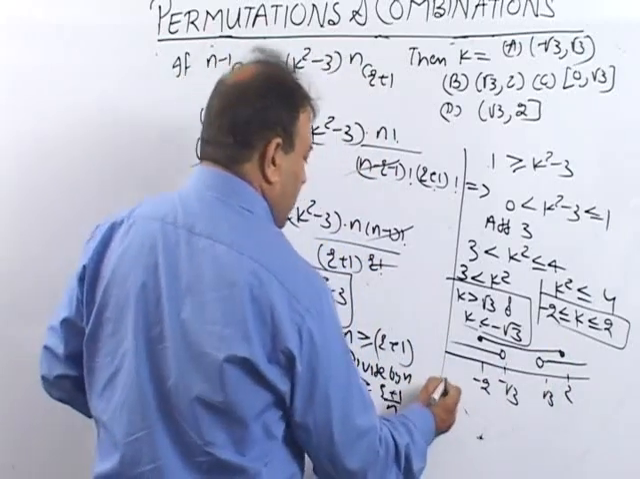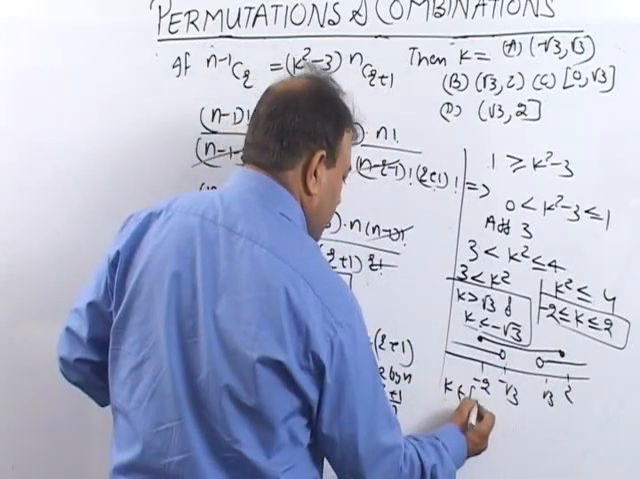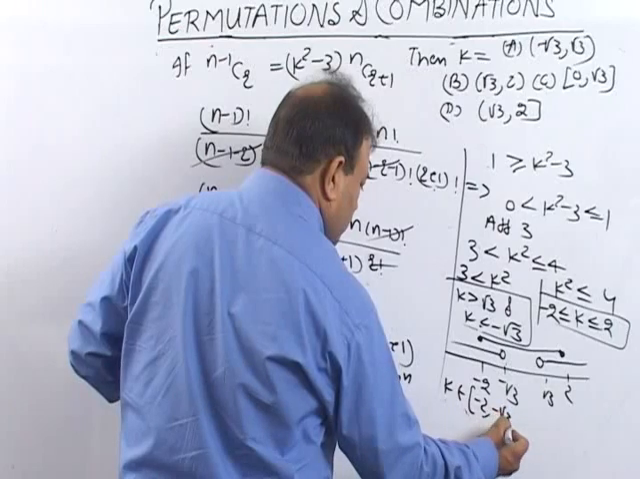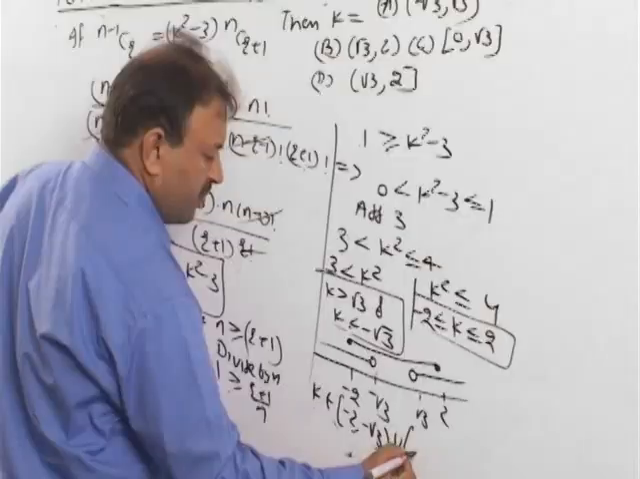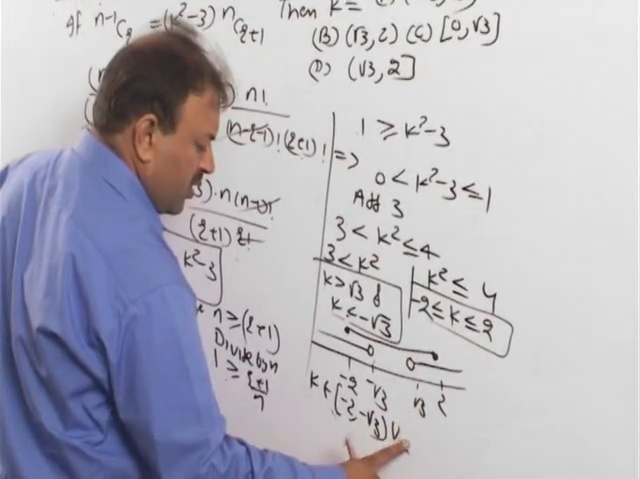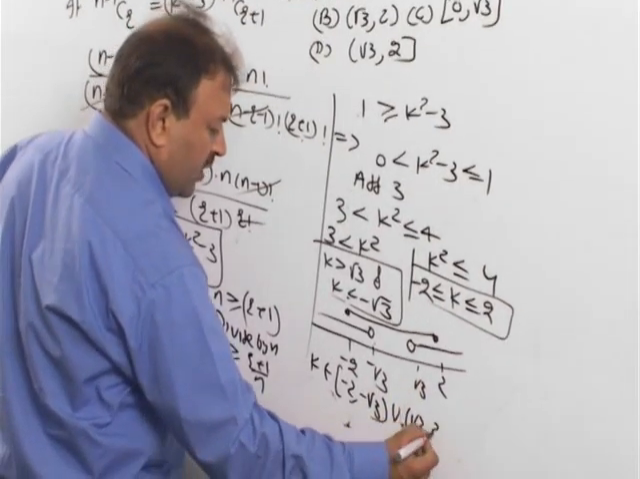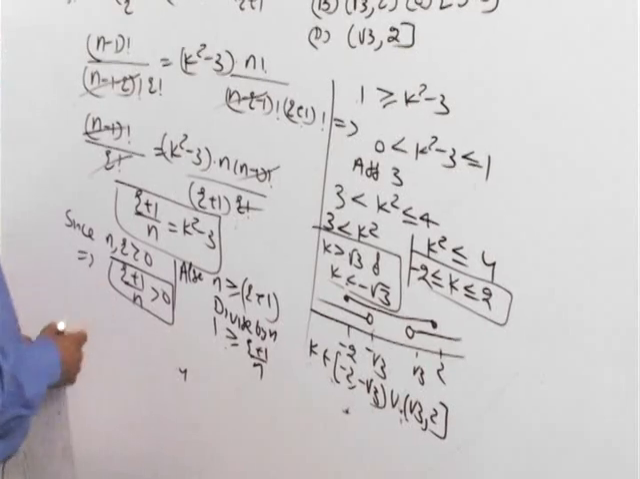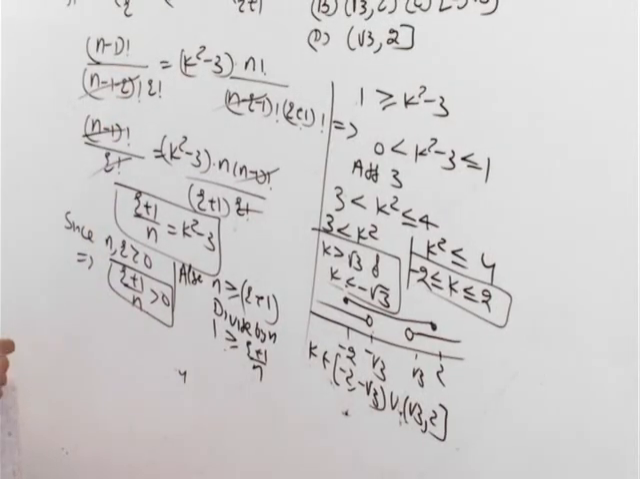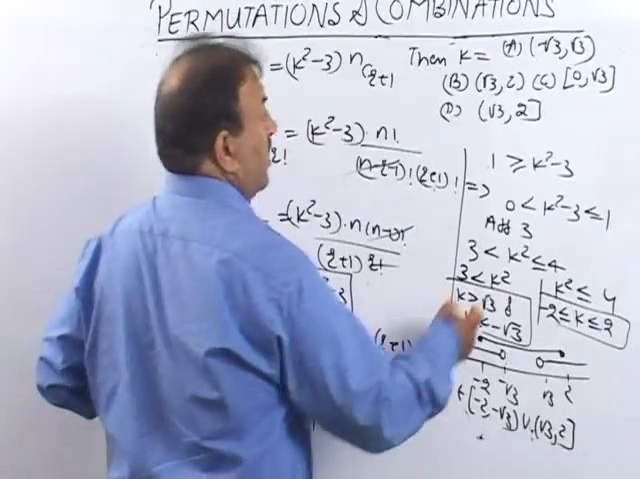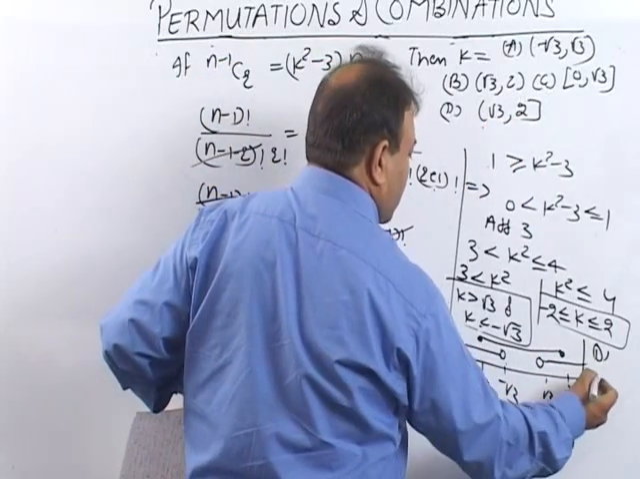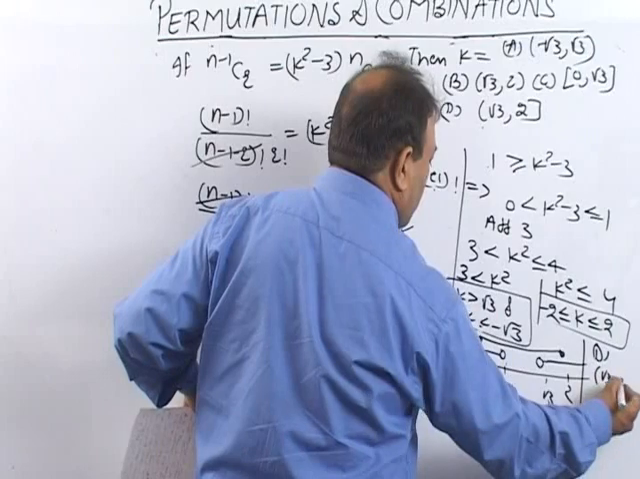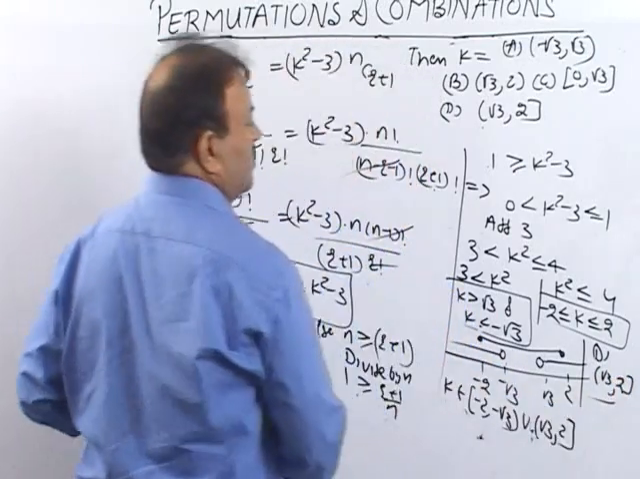So what value of k is coming? K belongs to minus 2 comma minus root 3, union root 3 will be in open bracket and 2 will be in close. Now looking at the 4 options we find the right option is D part, because in D part it is root 3 in open and 2 in close.